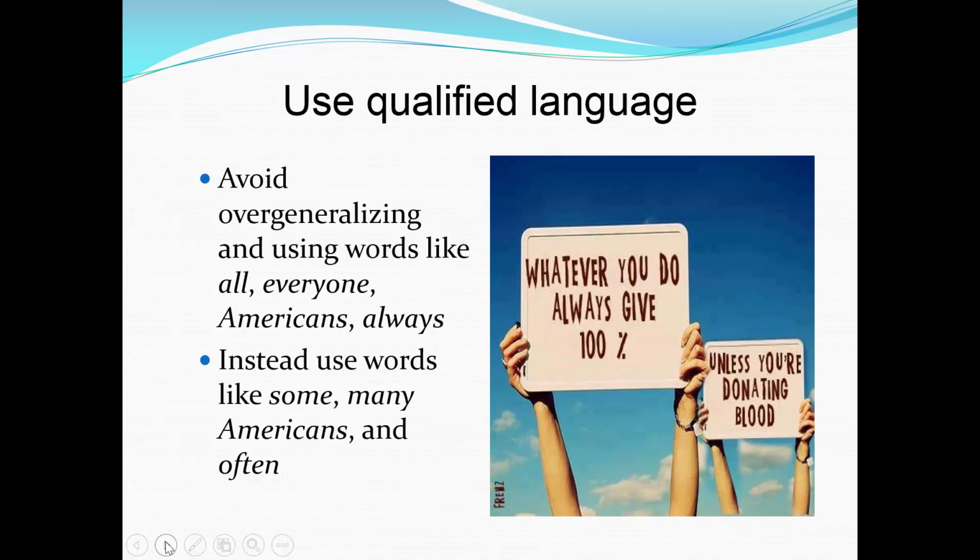But in academia, which may be different from the larger popular culture ethos, we avoid oversimplified language. You can have a firm stance without overgeneralizing, without trying to make things seem either-or. So you want to avoid words like all or everyone or Americans, because Americans are a big group of people, always.